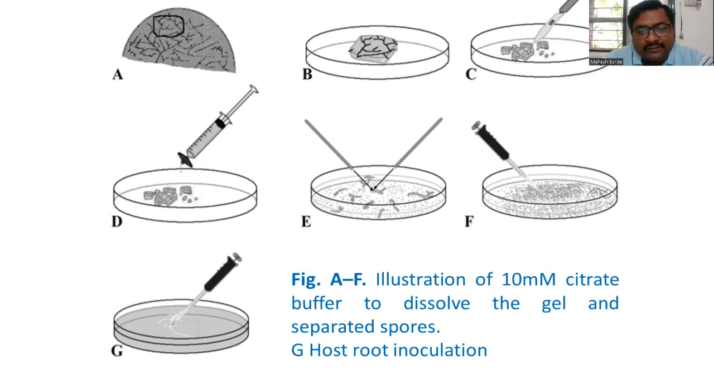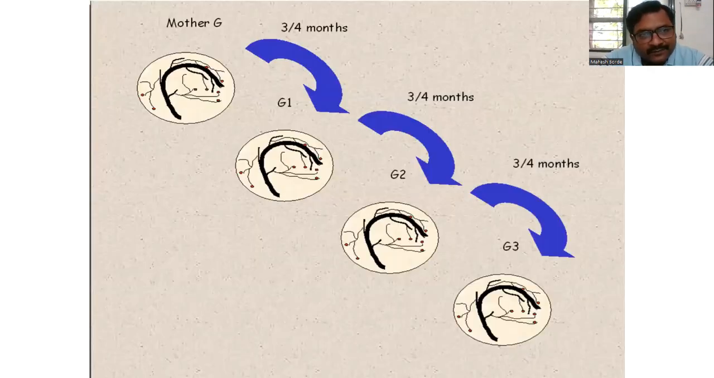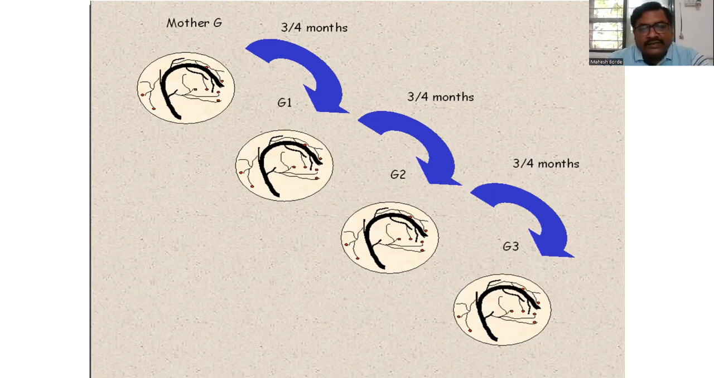By adding 10 millimolar citrate buffer, the media will be dissolved and then the spores will be separated from the medium. Then people do subculturing of these roots which are colonized by the mycorrhizal fungi and do the mass production of these mycorrhiza. People are using these mycorrhiza as a biofertilizer, as they have a multifunctional role in plant growth and alleviation of various biotic and abiotic stresses.